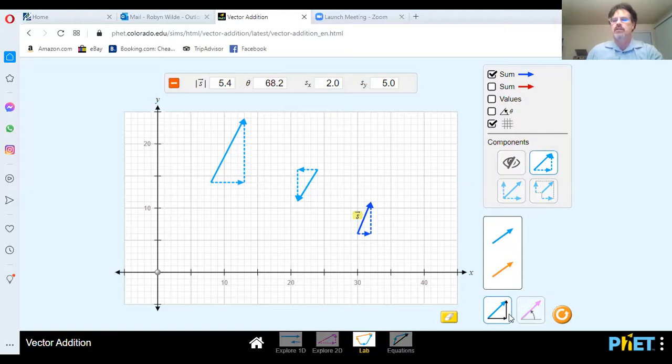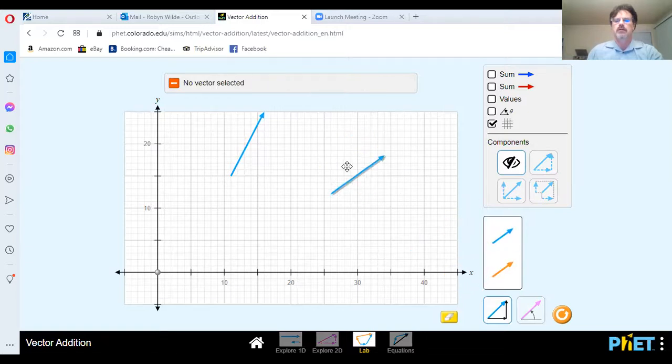I wanted to get rid of these components. Let's see. Well, that got rid of all my stuff here. So let me recreate my vectors, 5 and 10. And let's actually turn this around to negative 3 and 5.